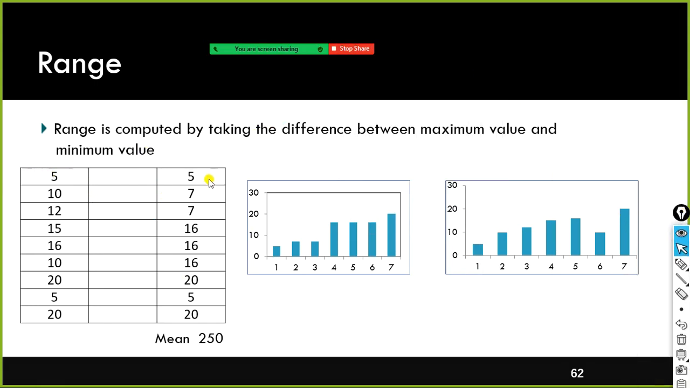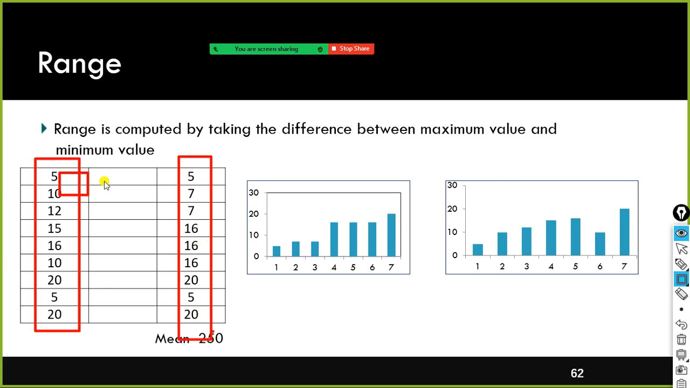Here 5 is there, 5 is there. Just because a few values are the same, that does not mean these two data sets are the same, isn't it? They are completely different, but there is some overlap. Here also 5, here also 5, and somewhere 20 is the 20, right? So only a few of the data points are the same, but in total these two data sets are different.